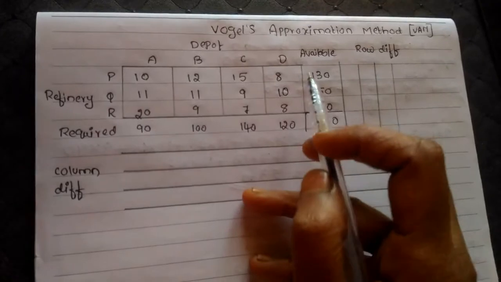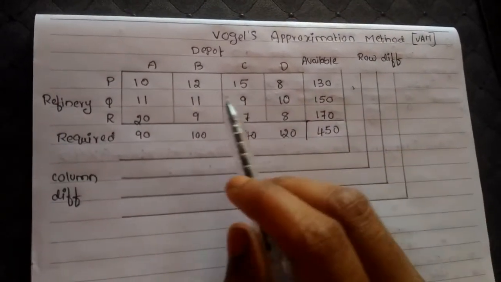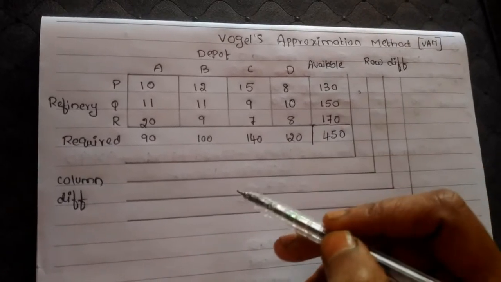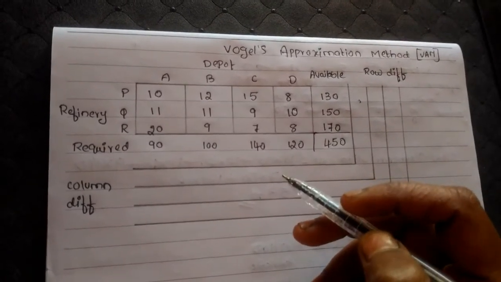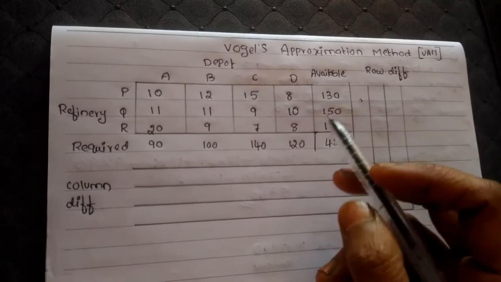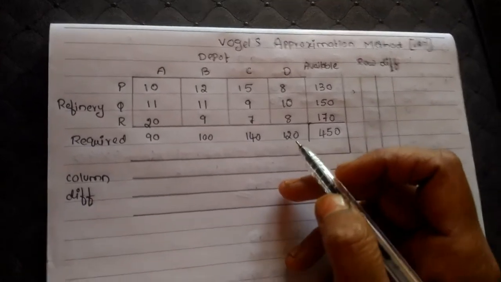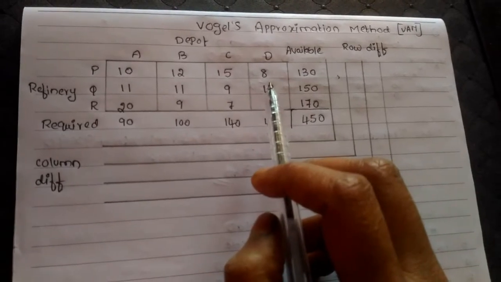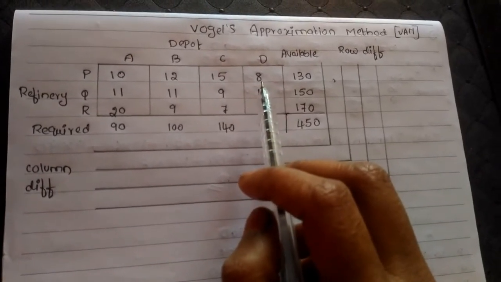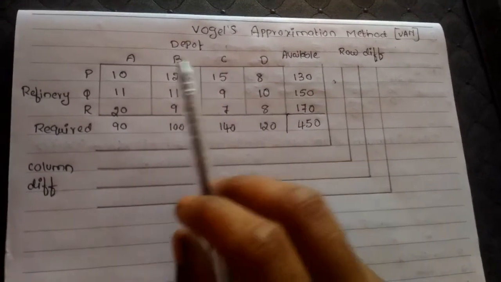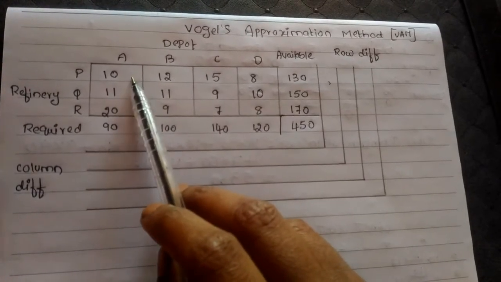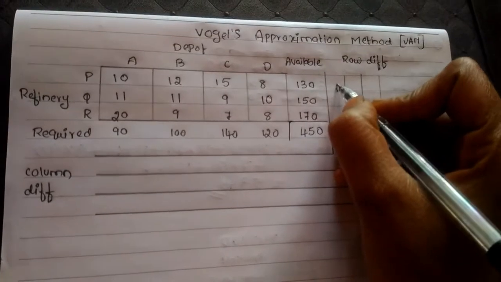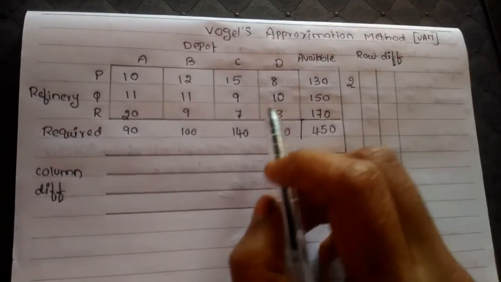Now, to apply Vogel's approximation method, first I'll have to find the row difference and the column difference. For each iteration, I will have to check the row differences and column differences. For the first row, find the least value in the first row. The first least value is 8 and the second least value is 10. So what is the difference? 10 minus 8 gives me 2.